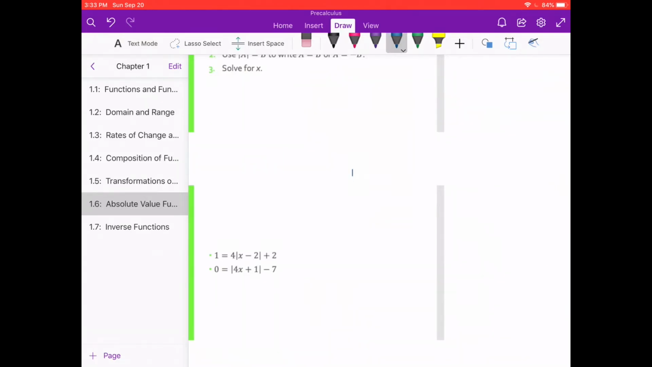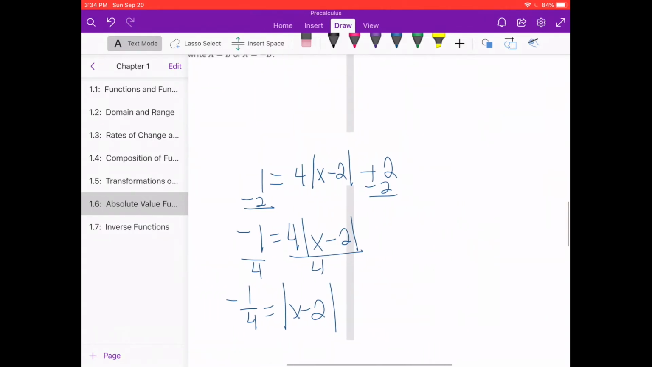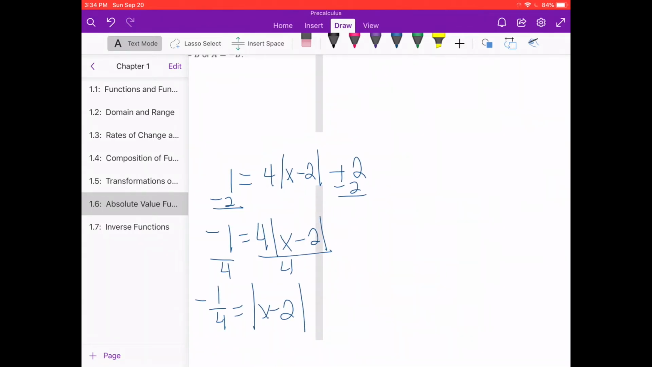So let's try this first one. We have 1 equals 4 times the absolute value of x minus 2, plus 2. Want to get the absolute value by itself, so I'm going to subtract 2. So negative 1 equals 4 times the absolute value of x minus 2. Divide by 4. So negative 1/4 is equal to the absolute value of x minus 2. So this brings me to write two different equations.